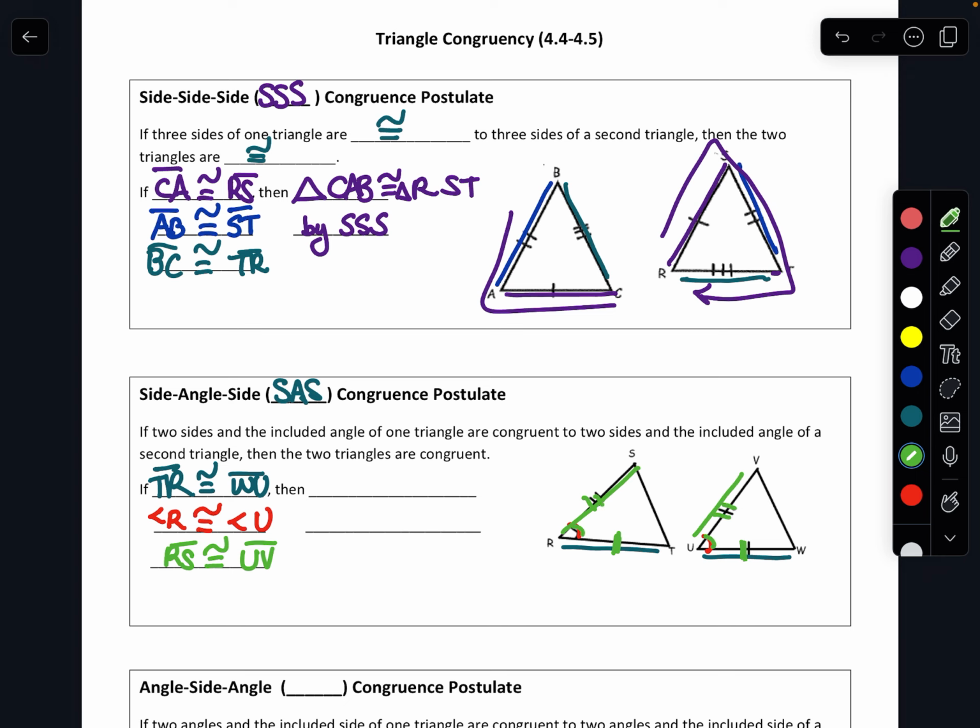Okay, so it says if two sides and the included angle are congruent, then you can prove that these two triangles are congruent. TRS is congruent with WUV by the side angle side congruence postulate.